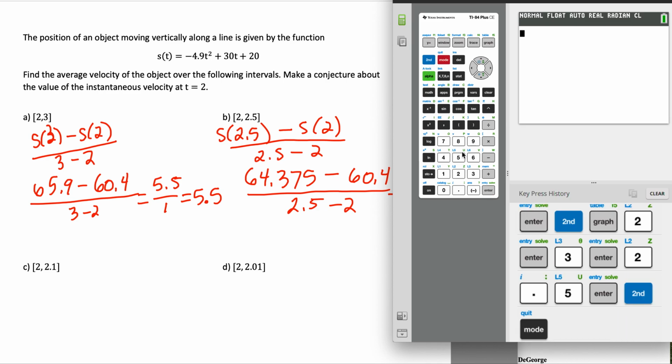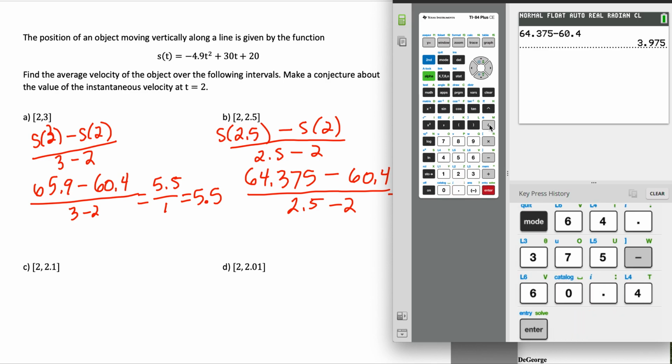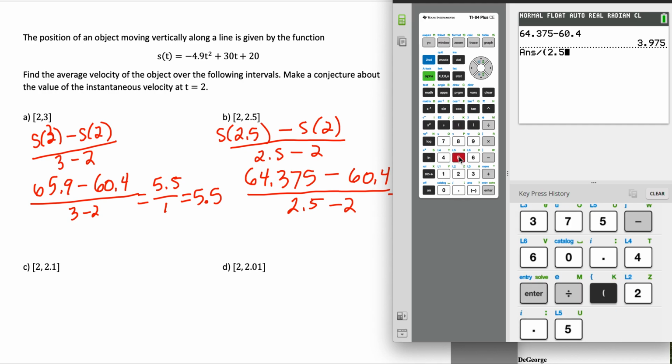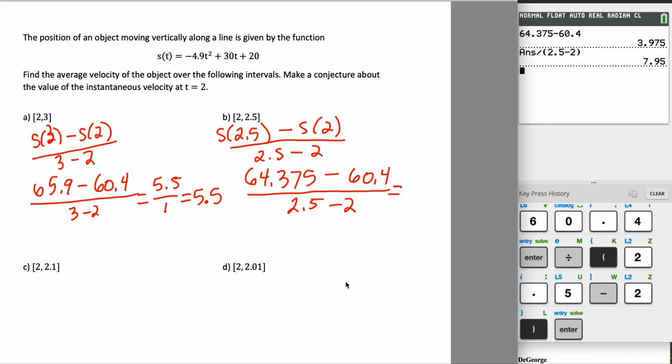Let's see. Second quit. 64.375 minus 60.4 divided by, I'm going to use parentheses, 2.5 minus 2 gives me 7.95. Okay, keep going. So now notice my intervals are getting smaller and smaller. So the distance is getting closer and closer to 0, or the 2 points are getting closer and closer together near 2. And what that does is help us see what the instantaneous velocity right at 2 might be.